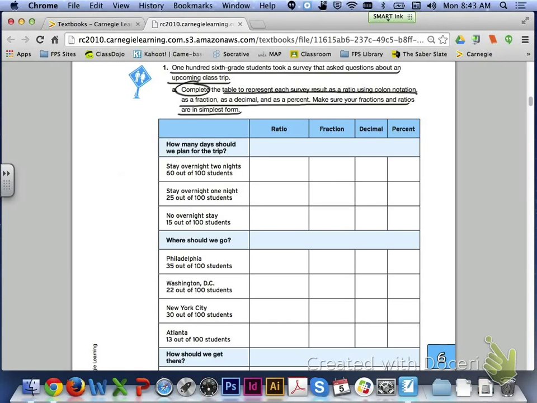Let's take a look at problem 2 on page 395. It says 100 6th grade students took a survey that asked questions about an upcoming class trip. Letter A says to complete the table to represent each survey result as a ratio using colon notation. Then you need to represent it as a fraction, as a decimal, and finally as a percent. Make sure that your fractions and ratios are in simplest form. So go ahead and get the table completed for letter A.